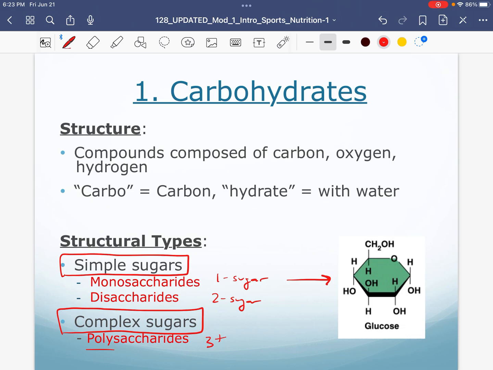So we have simple carbohydrates or sugars, and by the way, carbohydrates and sugars are basically the same thing. When you say sugar, you're saying carbohydrate, vice versa.